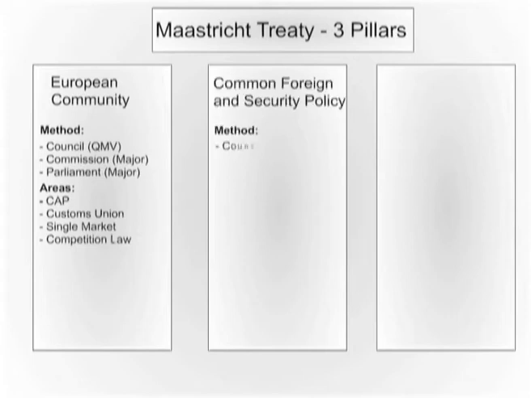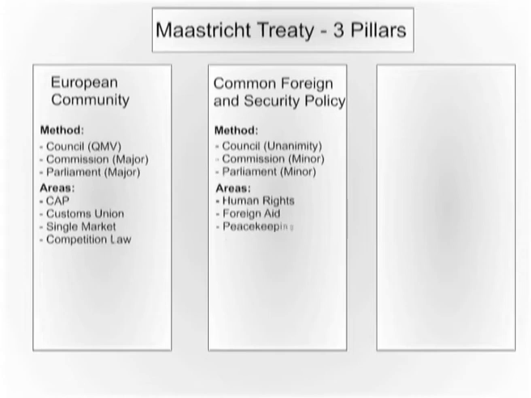In the second pillar, decisions are made on the Common Foreign and Security Policy, which deals with areas such as defence policy, human rights, and development aid. The Council of Foreign Ministers is the primary actor here and operates on the basis of unanimity. In other words, each country has a veto. The European Parliament plays little role in this area, so decision-making here is intergovernmental.